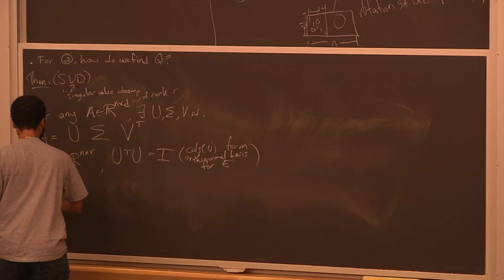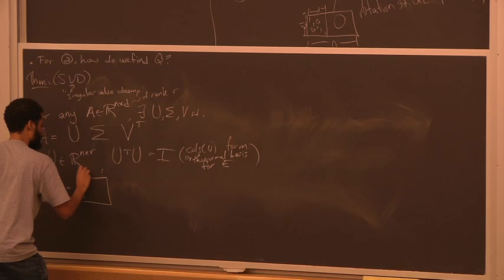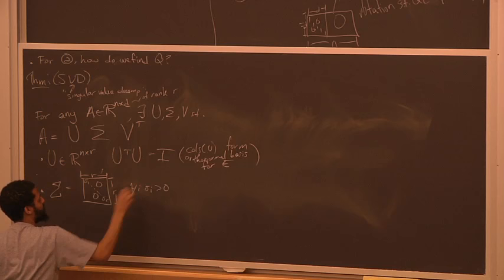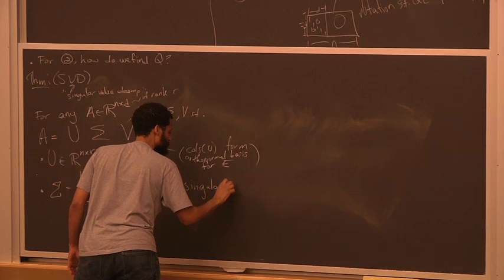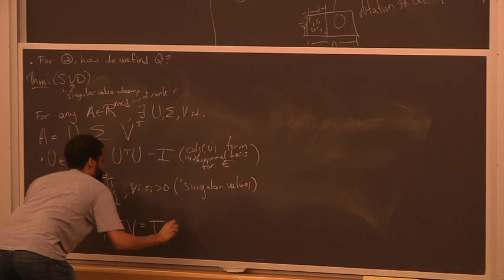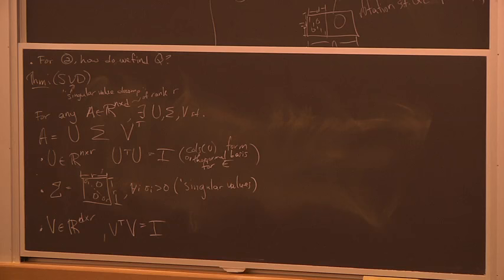Also, sigma looks like this. It's an R by R matrix, and the entries here are sigma 1 up to sigma R, where for all i, sigma i is at least 0. These are called the singular values. And V is a D by R matrix with orthonormal columns. So the columns of V form an orthonormal basis for the row space of A.